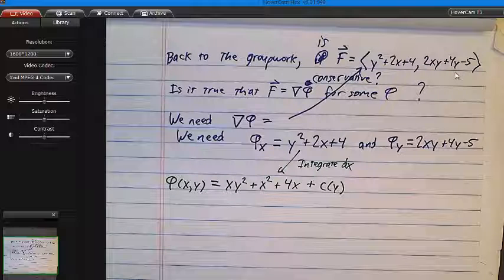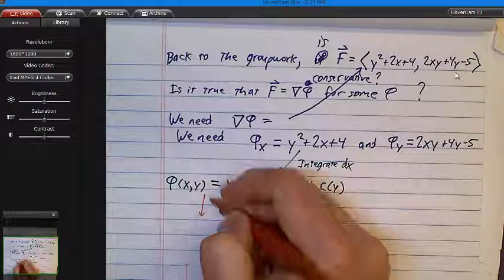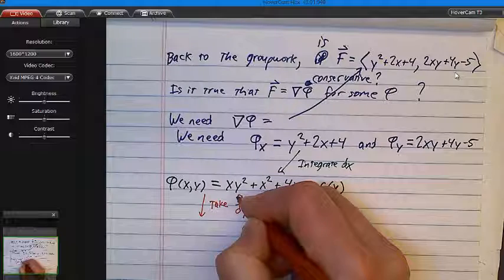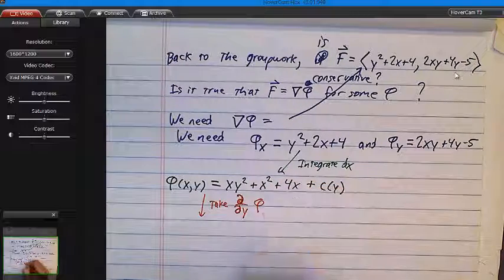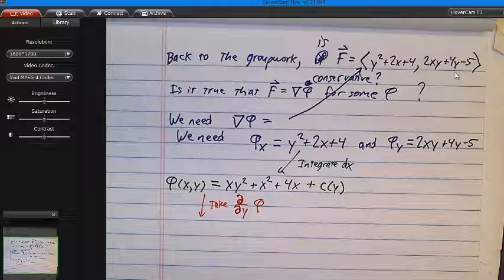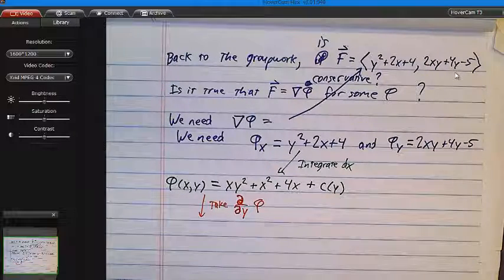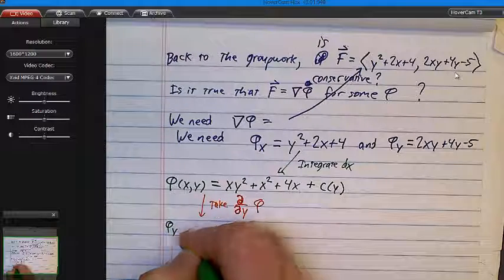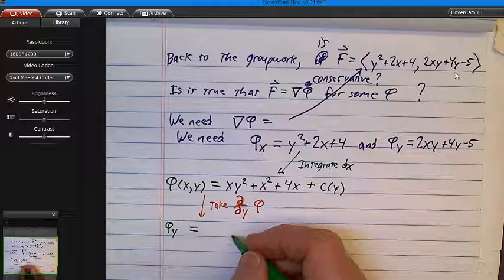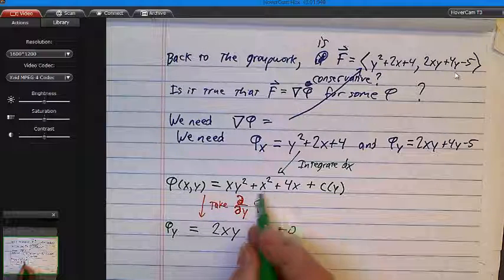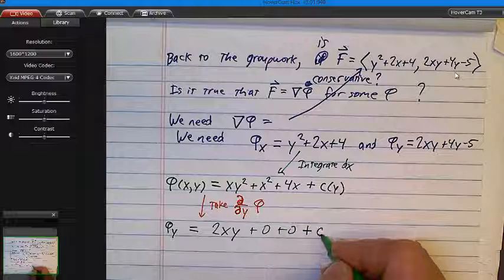So now, I think this is kind of cool. Next step, let's take the partial, with respect to y, of phi. That'll give me phi y. Phi y is equal to, well, this would be 2xy, right? Plus 0 plus 0. There's no y's in there anywhere. Plus, and this would be c prime of y.